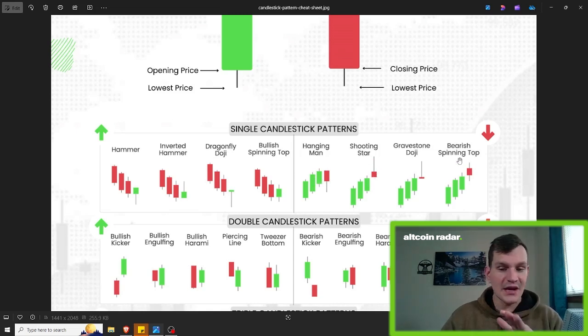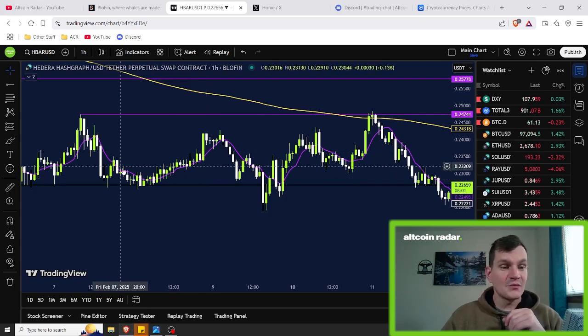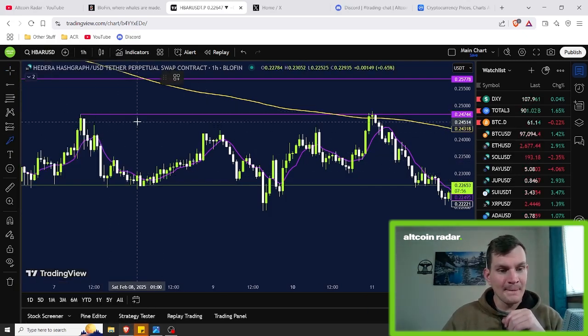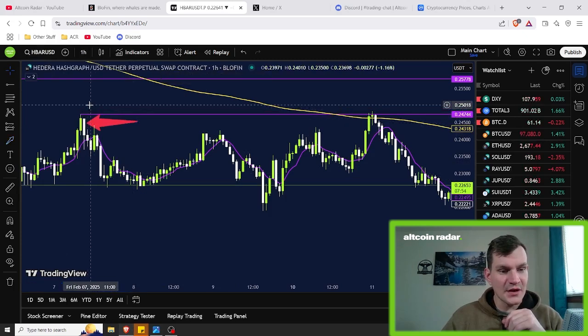These all usually happen at the top of an uptrend. So you've got your shooting star candle right here, your gravestone doji candle right here, and your bearish spinning top candle right here as well. Now, if we go back to the charts here, we can clearly see, let me grab my arrow, that within this candle right here, we have a hanging man candle.